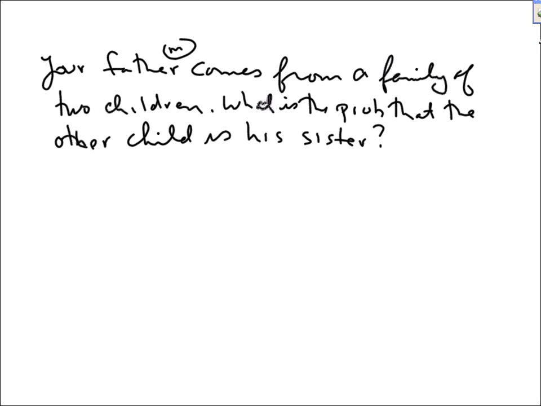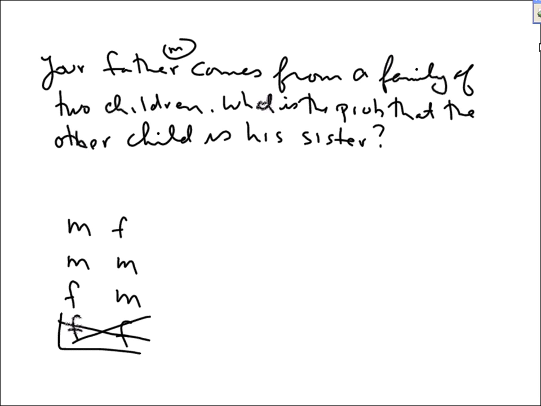Well, you have 2 children. You can have male and then a female. You can have male and then a male. The firstborn can be a female and then a male. The firstborn can be a female, and the second one can be a female. But this one is out, because if there's 2 females in the family, where did this male father come from? So this here is our reduced sample space.